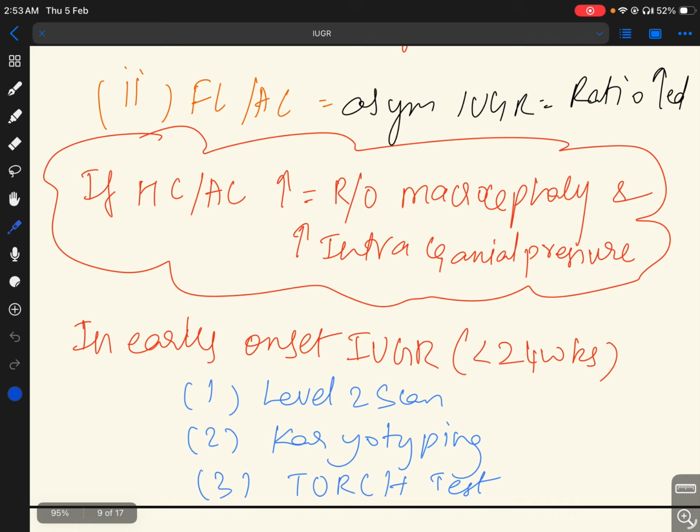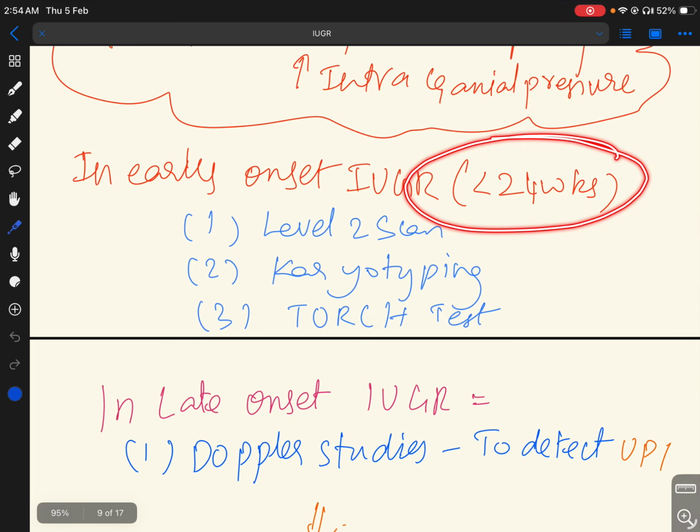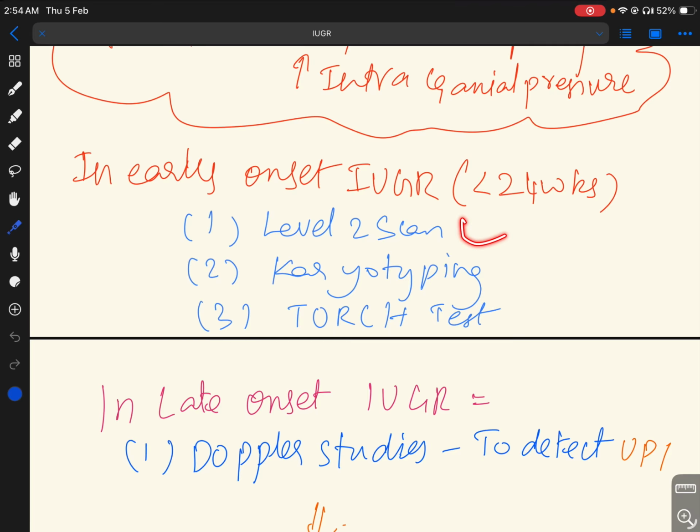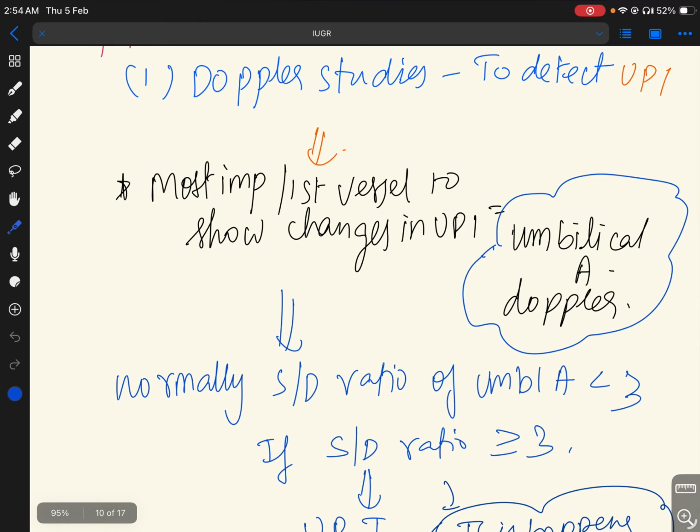You have to rule out macrocephaly and increased intracranial pressure, as the HC-AC ratio also increases in these. In early onset IUGR, that is less than 24 weeks, you have to do a level 2 scan, karyotyping, and TORCH test. In late onset IUGR, you have to do Doppler studies to detect uteroplacental insufficiency. The most important and first vessel to show changes of uteroplacental insufficiency is the umbilical artery Doppler.